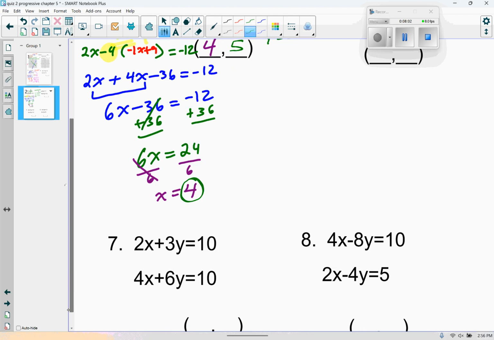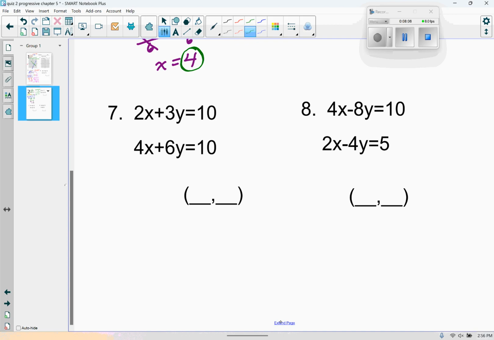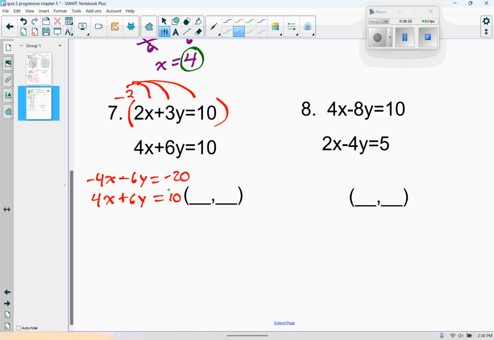All right, last problems. Number 7 and number 8 are actually the ones that come out to be some sort of special circumstance. So you have to think about it. Do I want to get rid of x or y? I'm going to choose to get rid of x. I'm going to multiply everything on the top by negative 2. So that's going to give me negative 4x minus 6y equals negative 20. And then the bottom equation is 4x plus 6y equals 10.